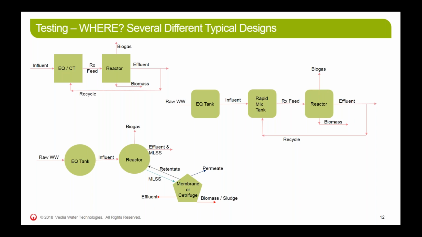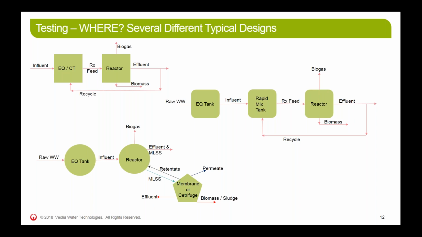The bottom left drawing refers to our CSTR type lower rate systems, where the raw wastewater goes into an EQ tank, and again, the influent comes out of the EQ tank and into the continuously stirred tank reactor. The biogas comes off. Now, in the really low rate systems, the effluent and the mixed liquor just come off the reactor.